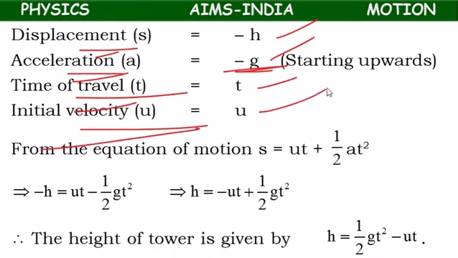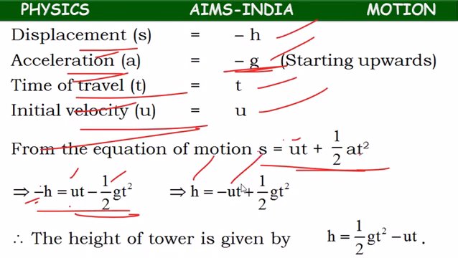So we have the equation, s equal to ut plus half at square. From this equation, ut plus half at square, in the place of a, we will keep minus g. In the place of t, we will keep t. In the place of s, we will keep minus h. Or if we multiply on both sides with minus, minus h will become plus h. Ut will become minus ut, minus half gt square will become plus half gt square. So h equal to half gt square minus ut. So this is the value of h, small h.